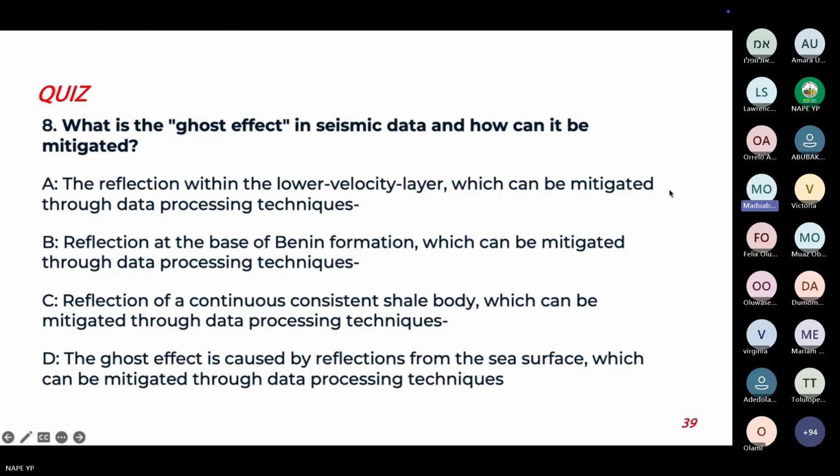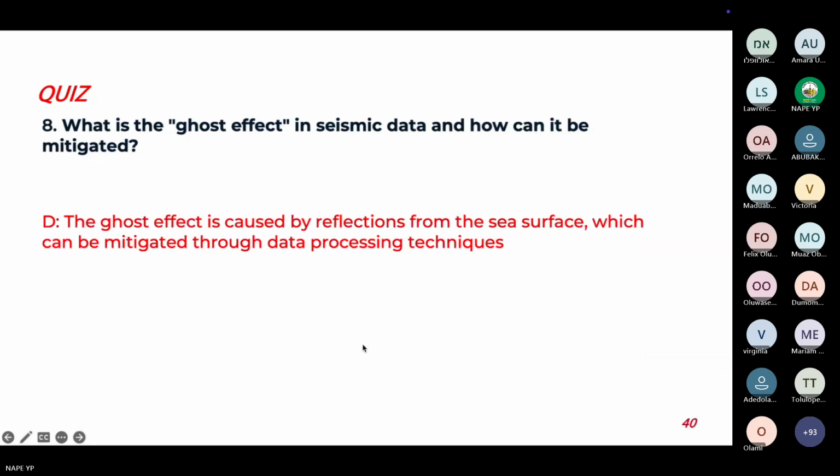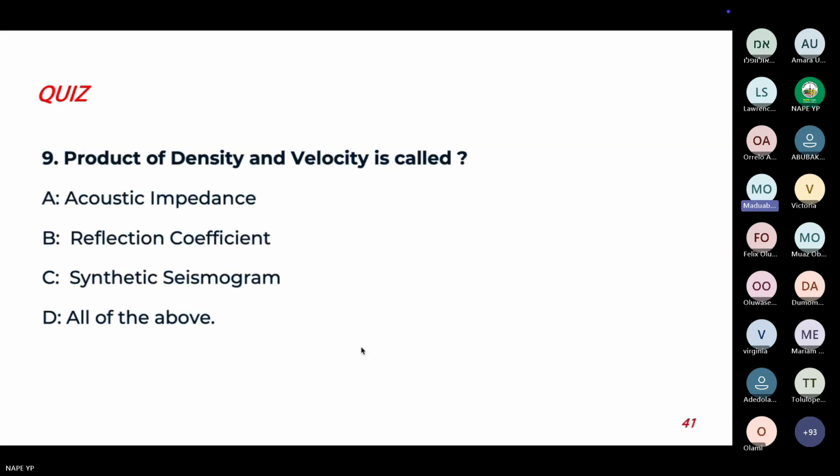Number 8: what is the ghost effect in seismic data and how can it be mitigated? And our answer: it causes reflection from the sea surface, guys. And I hope we're getting this as fast as we are bringing it up. Then number 9. Here you go, number 9. Product of density and velocity is called what? Who knows? Amazing, amazing.